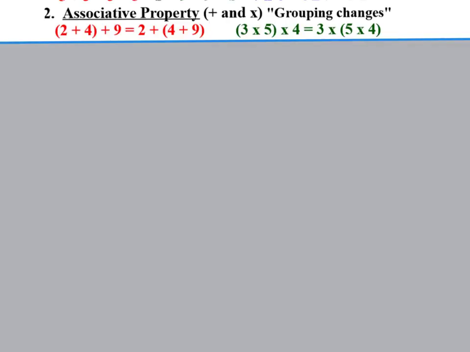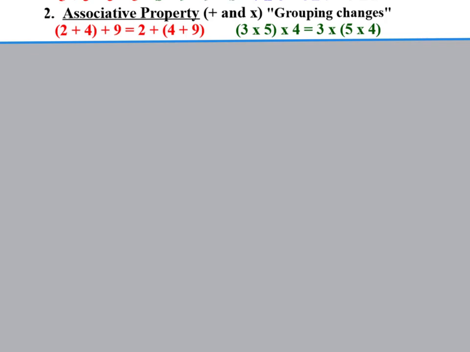The next property is the associative property. Again, it works for addition and multiplication. Associate is the root word there. Your associates are your group, or the people you hang out with, or the people you work with, some way that you're grouped together with people.